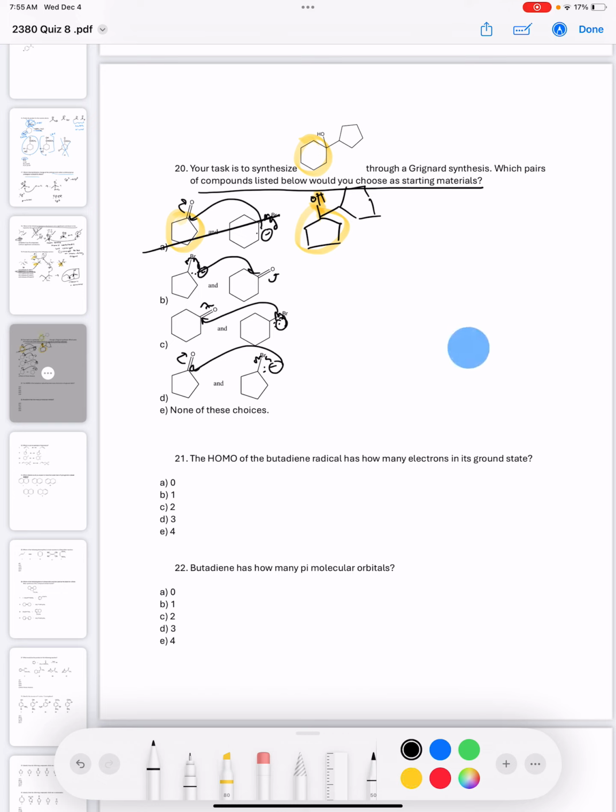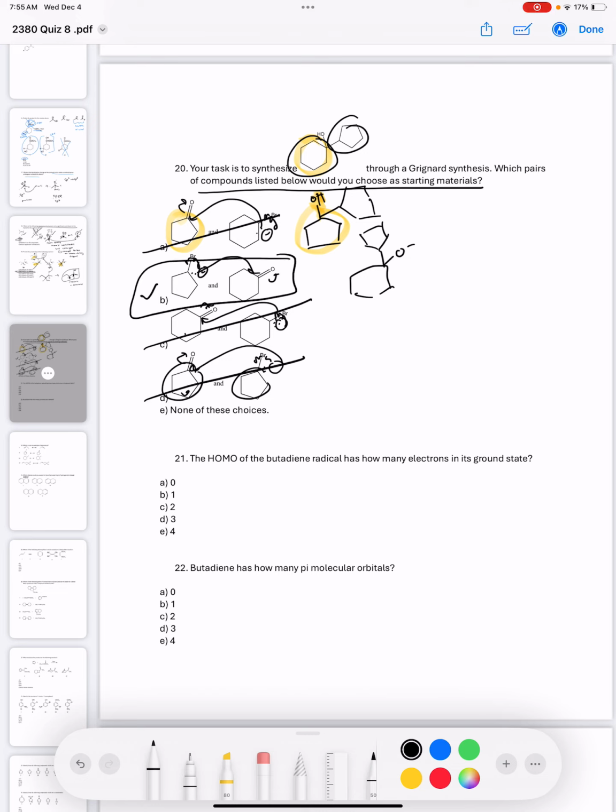This next one, it looks like we have our O-, and then that's bonded to a 5-membered ring. This is a promising option, but I'm going to try all of them. This has 2 6-membered rings, but we have a 6-membered ring and a 5-membered ring, so that can't be right. And this has 2 5-membered rings, but we have a 6-membered ring and a 5-membered ring, so that's also not right. So answer choice B is our only option.